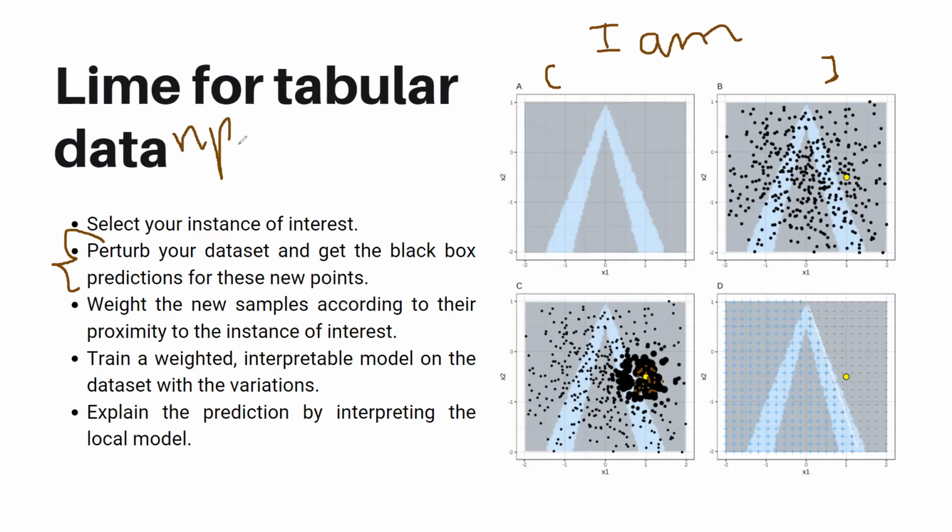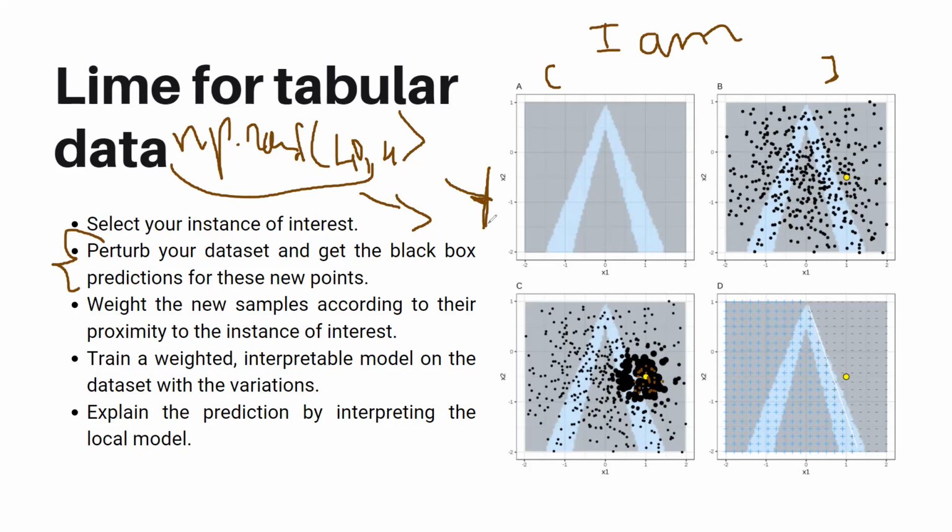You know how to generate random? numpy.random, and give it a certain shape. So the shape is 440, for example, by 4 features. Simple. From this, we send them to our model and we get the prediction for this sample. This would allow us to have an idea about how the neighborhood around here or the decision boundary looks like.